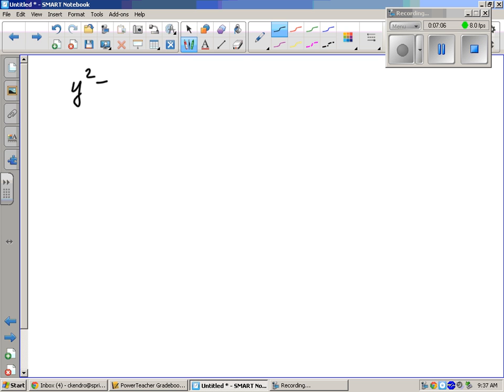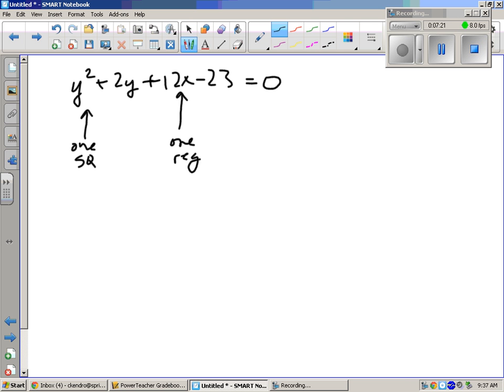All right, let's look at this equation here. y squared plus 2y plus 12x minus 23 equals 0. We know it's a parabola because we have one square and one regular x, okay? And we know it's sideways because the y is the one that's squared. Okay, so those are some things you have to pay attention to.